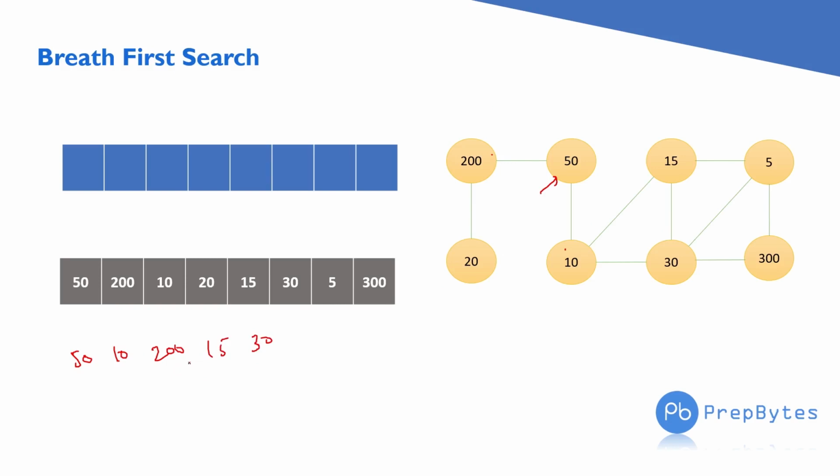After that, the neighbor of 200 will be printed, that is 20. After that, the neighbor of 15 will be printed, that is 5. After that, the neighbor of 30 will be printed, that is 300. So this will be my printing sequence. Now you can have n number of printing sequences, many permutations of this graph. Okay, there is no one correct answer.